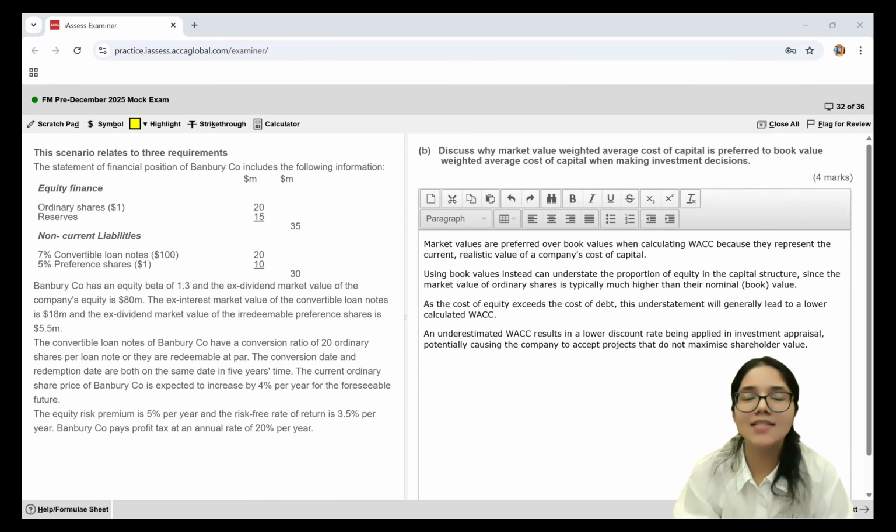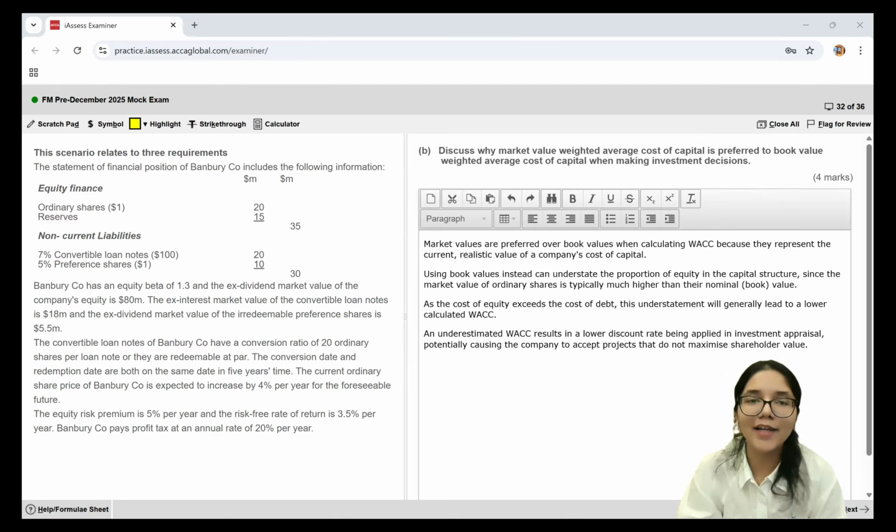Okay, so let's discuss part B, wherein we were supposed to discuss why the market value weighted average cost of capital is better than the book value weighted average cost. So if you see the answer that I've broken down for you, this is in very simple terms. This is something which you can frame on your own also. So the very first sentence, if you read, market values are preferred. Why do we prefer market value? Because market values are more realistic, they are more current, they depict what the company's current cost of capital is going to look like. Book values are not updated, they are not up to date, so they cannot tell you realistically what the cost of capital of the company will be.